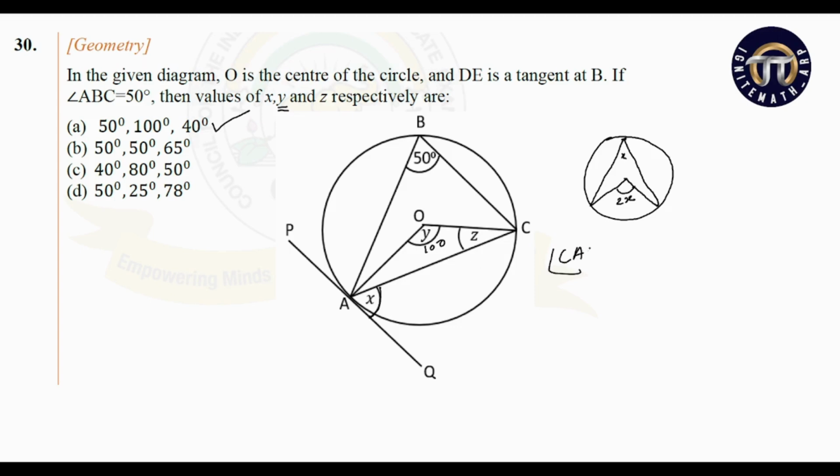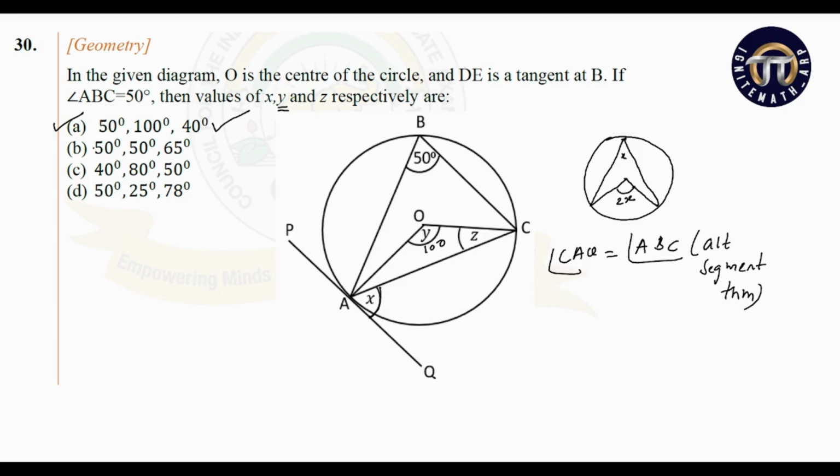Look at this, angle CAQ is equal to ABC. Why? Because of the alternate segment theorem. So the X should be 50 degrees. See here, we have X also equal to 50 degrees. So the right option is option A.